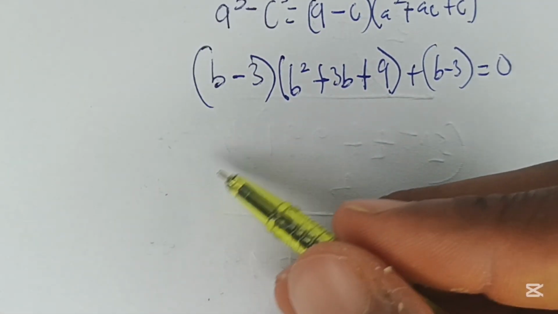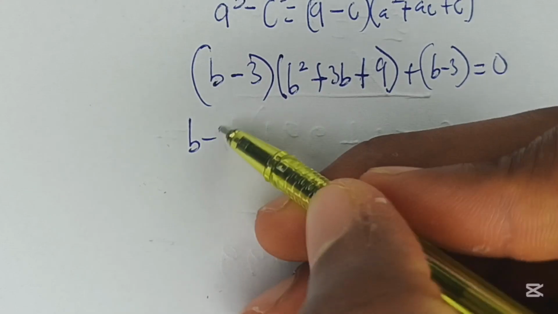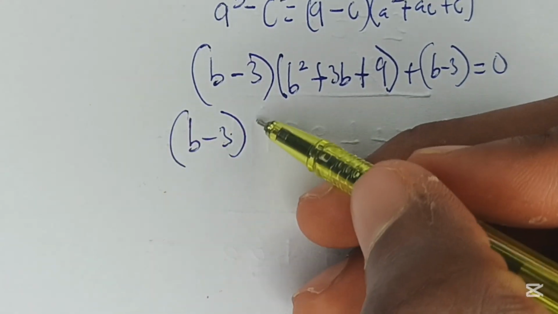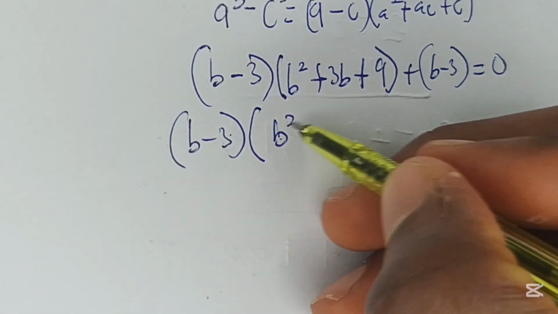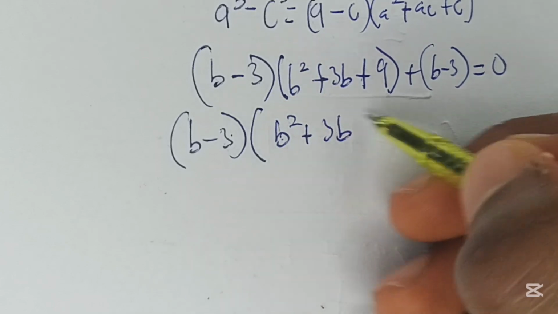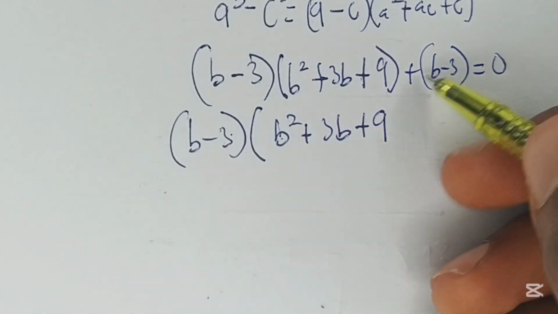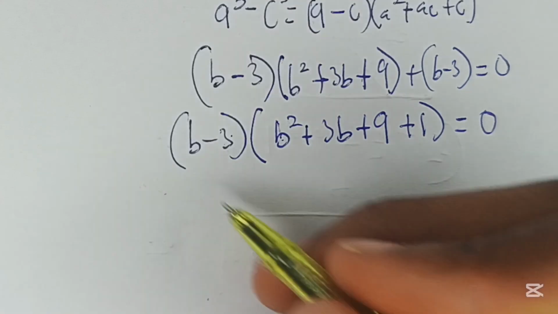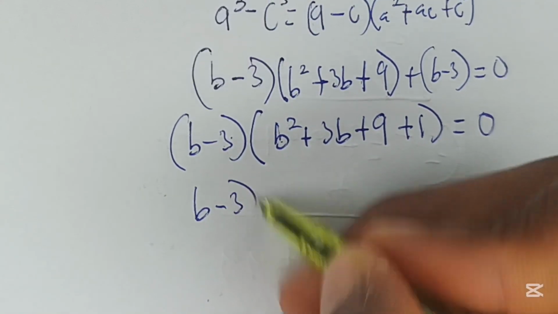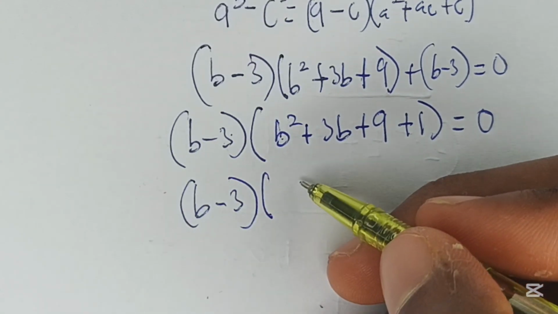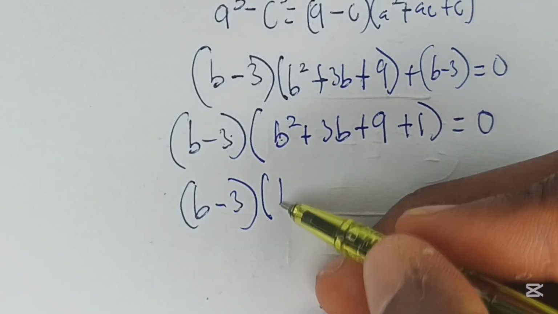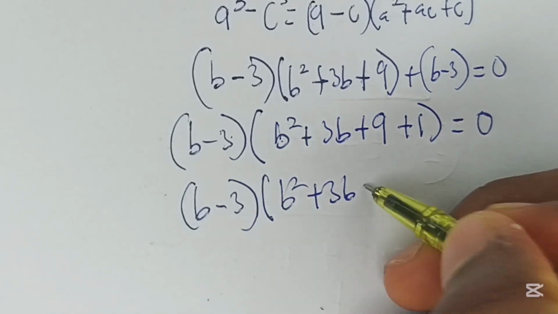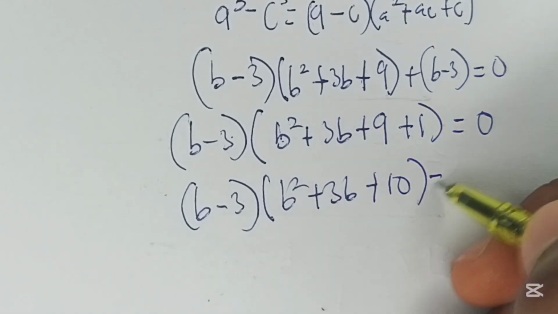Now let's factorize. So we can factor out b minus 3, so it becomes b squared plus 3b plus 9, and what's left here is plus 1, equal to 0. We have b minus 3 multiplied by b squared plus 3b plus 10 is equal to 0.